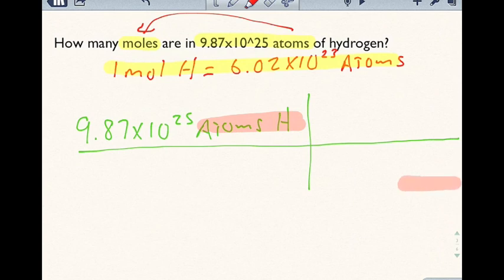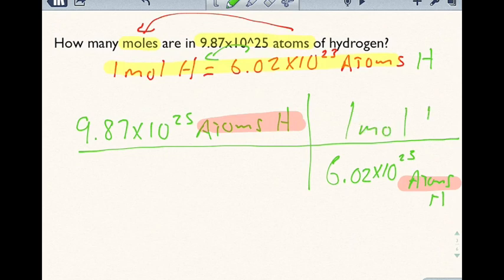Okay, so when we're looking at our conversion factor, we see that this is going to say it's atoms of anything. It's 1 mole of hydrogen, so this would be atoms of hydrogen. That would go on the bottom. So we put our 6.02 times 10 to the 23rd, and that is atoms of hydrogen, equals, and we put the other part of the conversion factor, equals 1 mole of hydrogen.